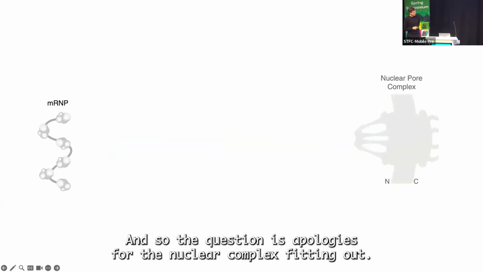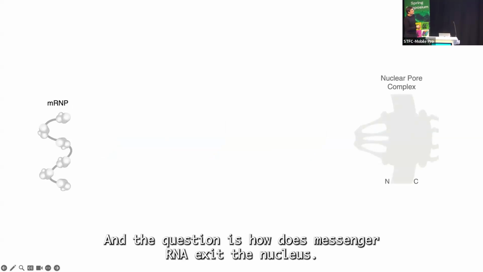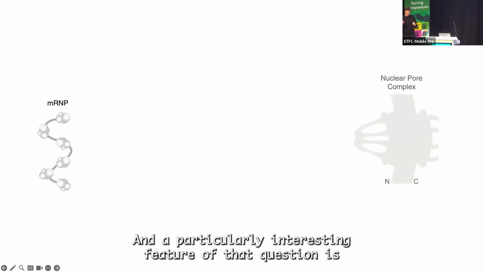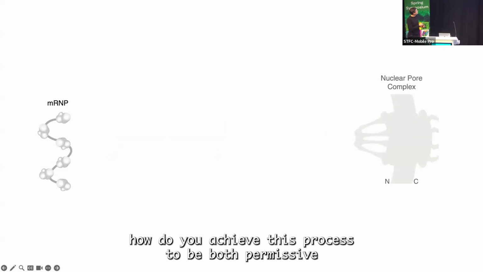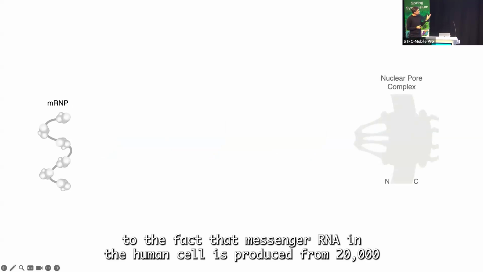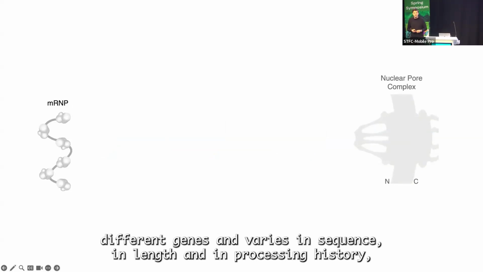The question is, how does messenger RNA exit the nucleus? A particularly interesting feature of that question is, how do you achieve this process to be both permissive to the fact that messenger RNA in the human cell is produced from 20,000 different genes and varies in sequence, in length, and in processing history?